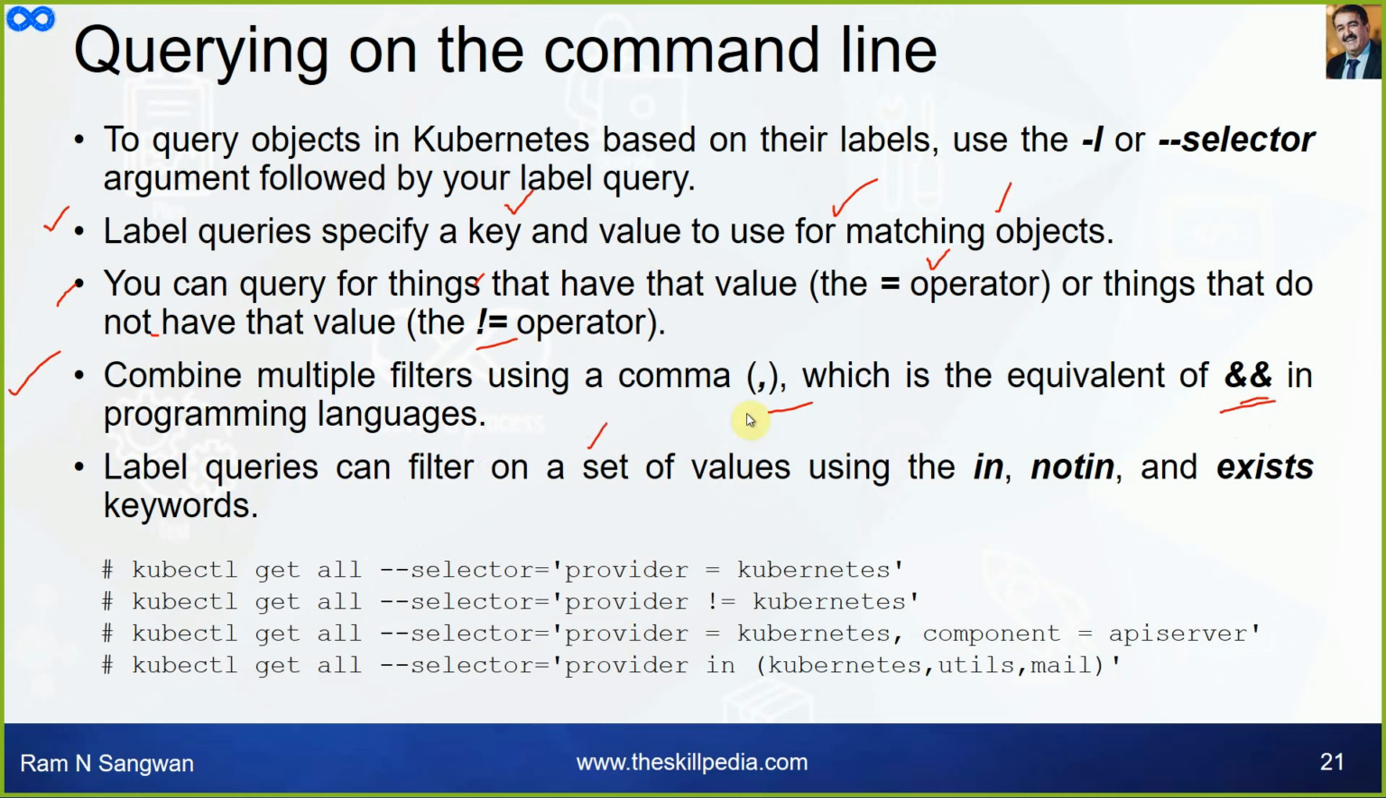Label queries can filter on a set of values using the in, notin, and exists keywords. See this: kubectl get all --selector provider=kubernetes, or provider!=kubernetes, or provider=kubernetes,component=apiserver, or provider in (kubernetes, util, mail). All these are valid queries for Kubernetes.